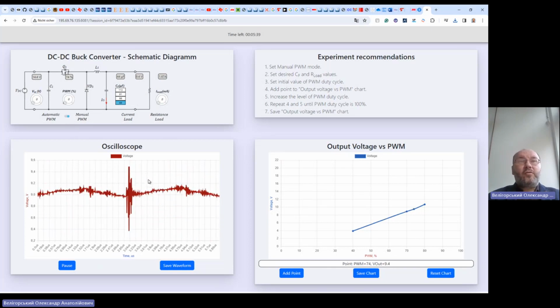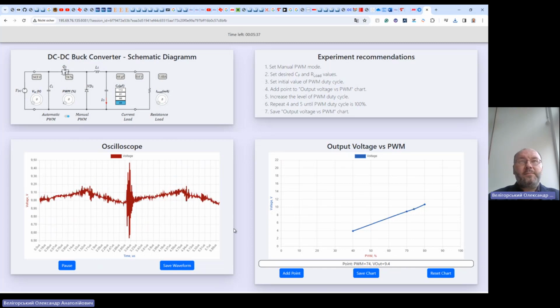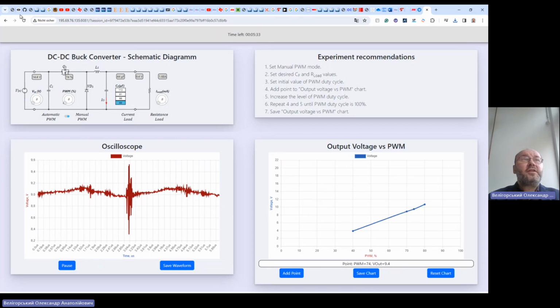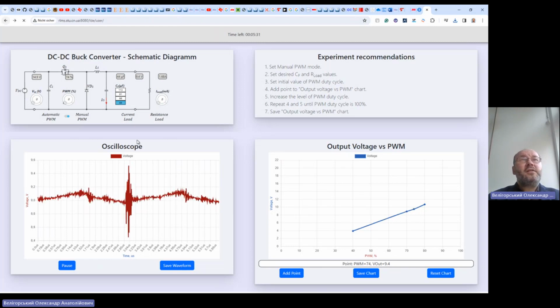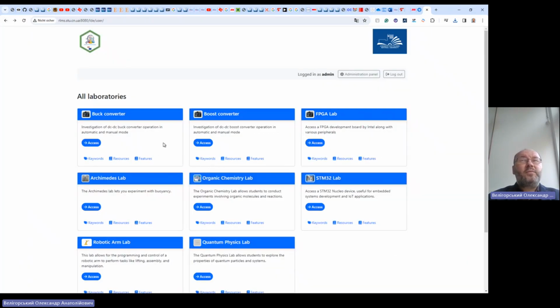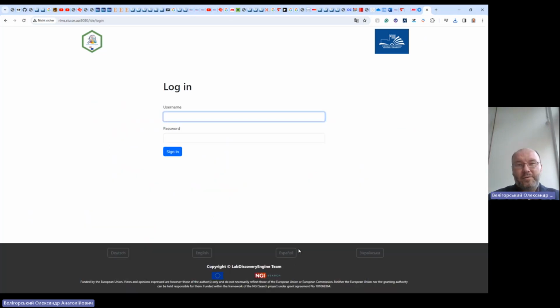And yes, so that's all for the presentation. When the student finishes the experiment, he can easily disconnect from the equipment and log out from the remote laboratory.